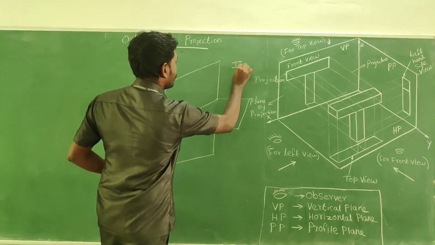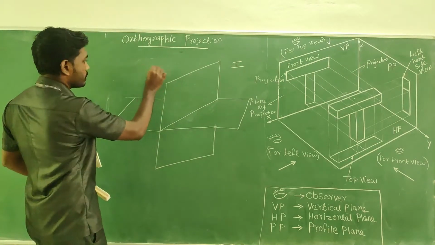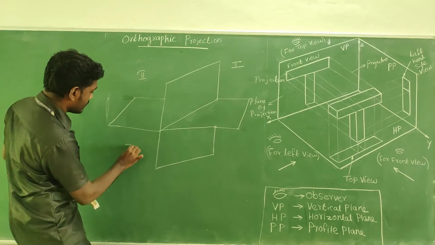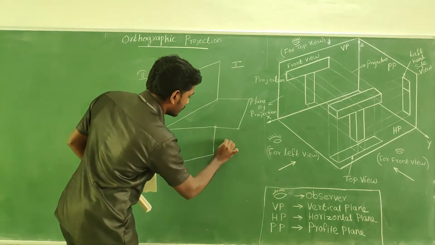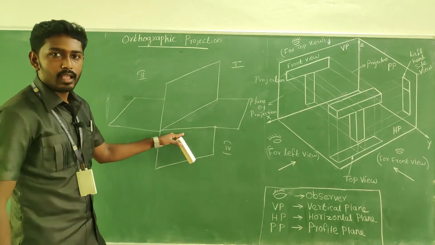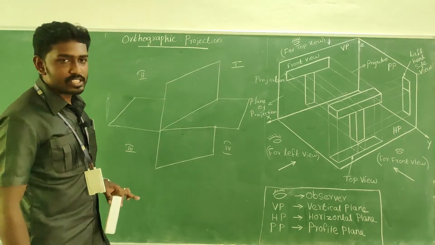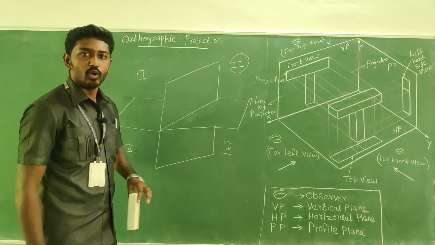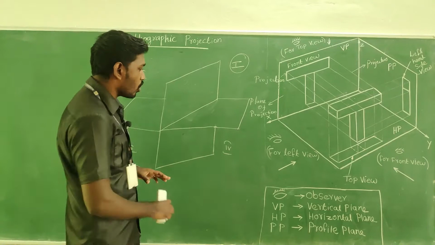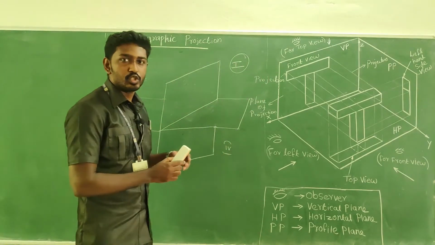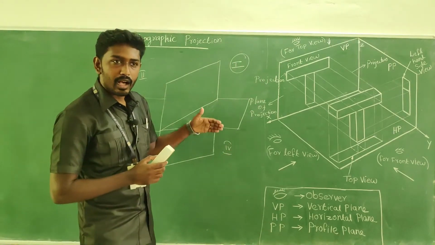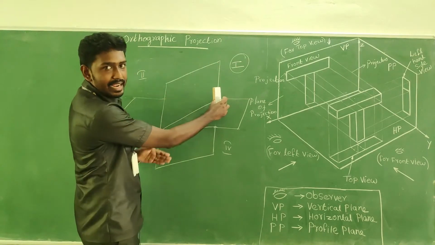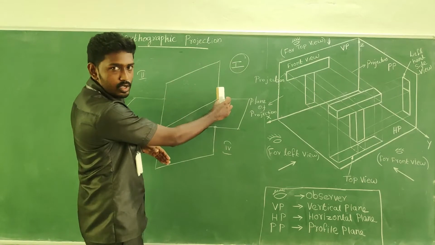In the quadrant we have namely four. This is the first, this is the second quadrant, this is the third, and this is the fourth quadrant. As far as our syllabus is concerned, we are going to deal with the first quadrant. That means always, if you are trying to get the 2D views for the object, we are going to keep the object in the first angle projection or first quadrant, right?